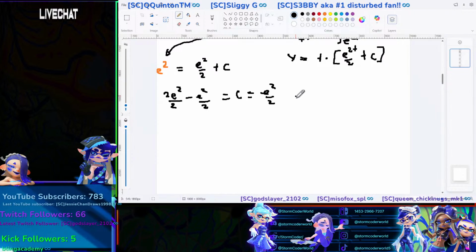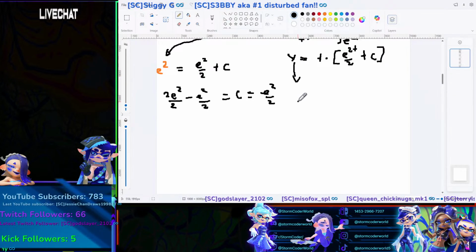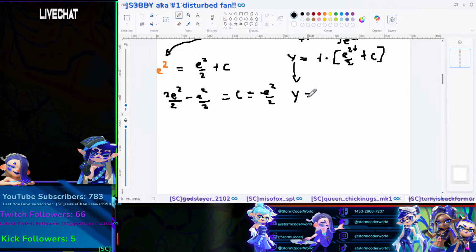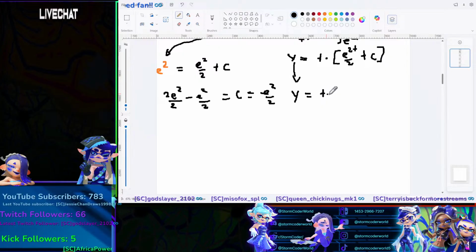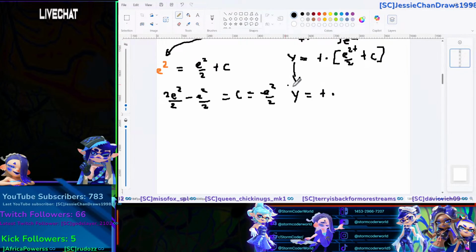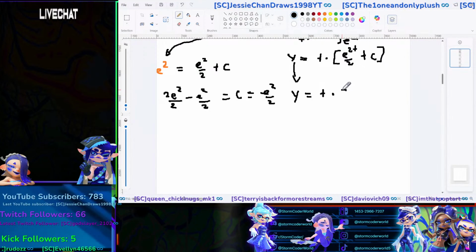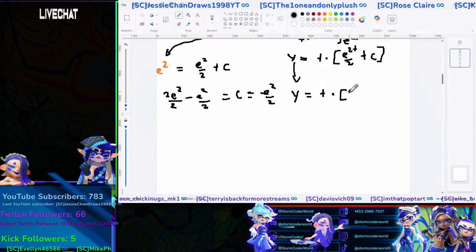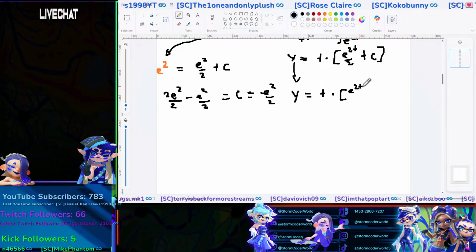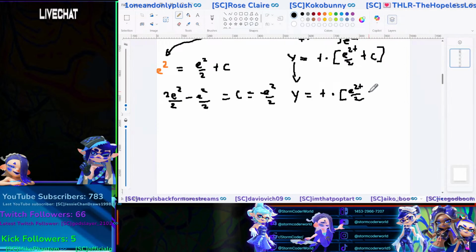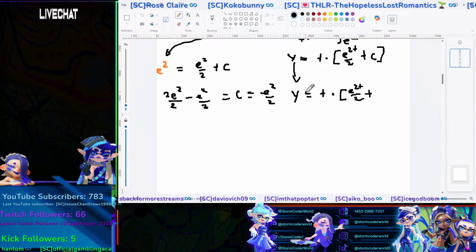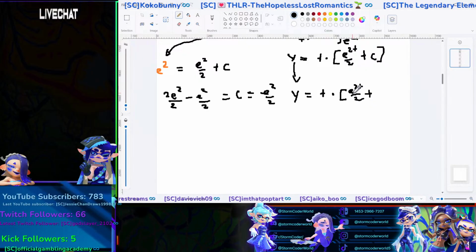And now the actual y, bringing this down, is equal to t times, t in that case was 1, but for all solutions, it would be e to the 2t over 2 plus e squared.